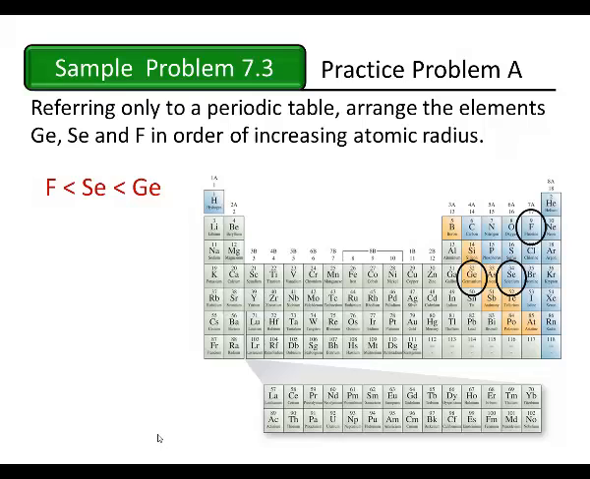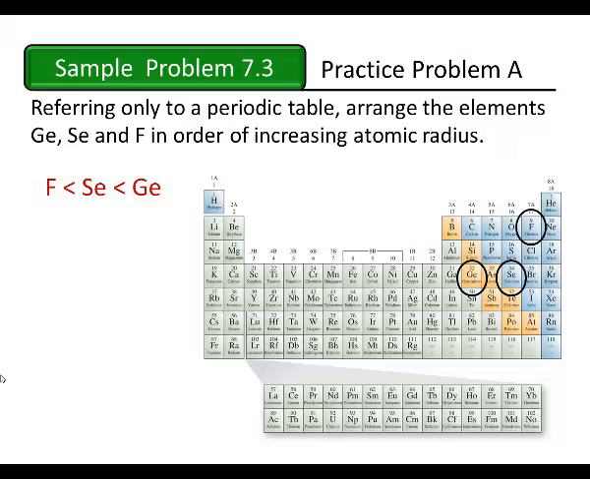Fluorine is found in period 2. Germanium and selenium are found in period 4. We can say that fluorine is the smallest element because the highest energy level in which electrons are found in fluorine is the n=2 shell. For germanium and selenium, the highest energy level in which electrons are found is n=4. Every new energy level occupies more space around a nucleus, so fluorine is smaller than selenium and germanium.